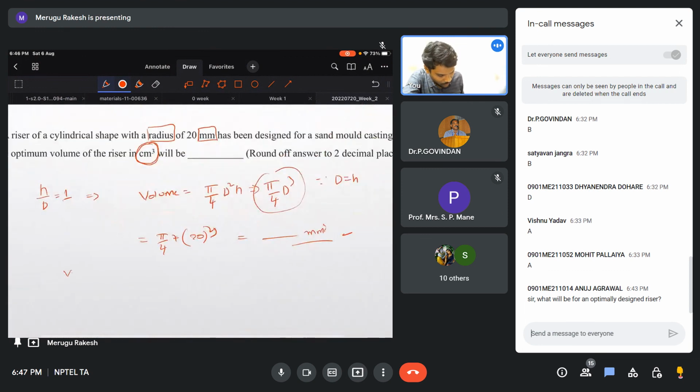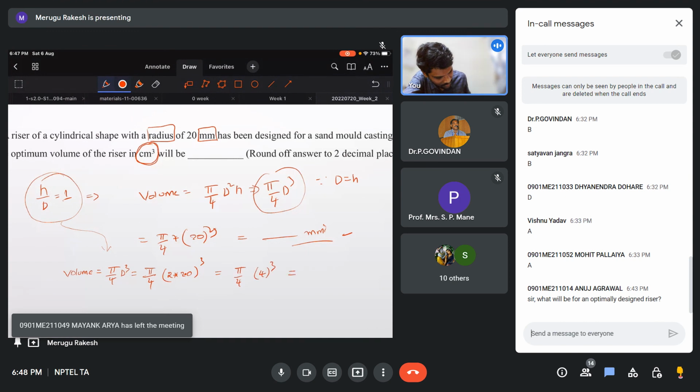So the volume is equal to pi by 4 d cube, assuming the h by d ratio is 1, because we taught that in class, nothing else. So h by d is equal to 1. So pi by 4. Now the diameter we need, which is 2 times radius, that is 2 into 2.0 whole cube, since we need it in centimeters. So finally the answer is 16 pi.